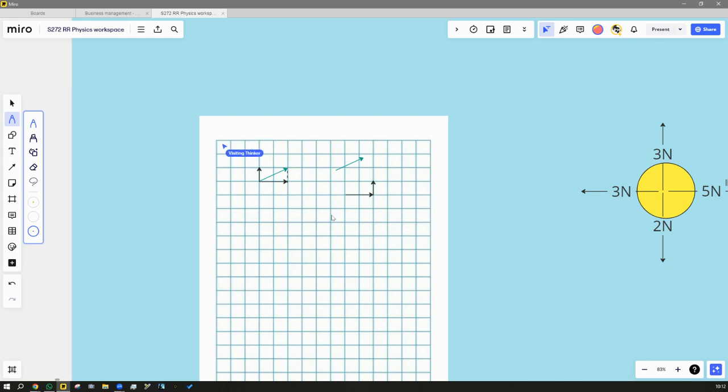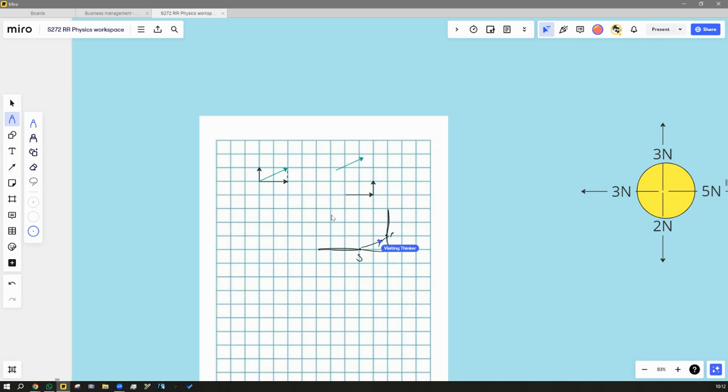So if I start off here, I'm going to go 3 newtons to the left. And then I'm going to go 5 newtons to the right. Then I'm going to go 3 newtons up, and 2 newtons down. So I finished here, F, and I started here, S. And once again, I get the same answer each time.